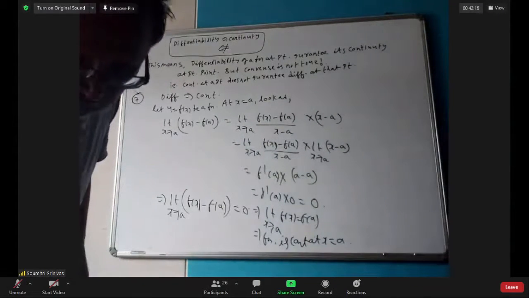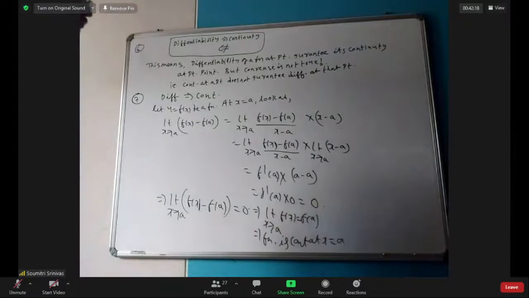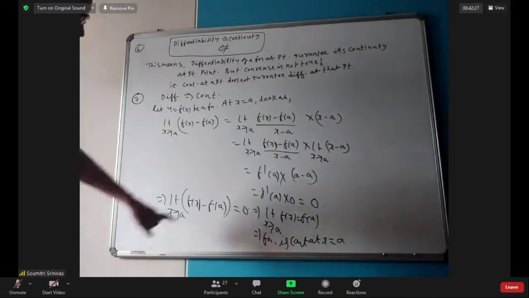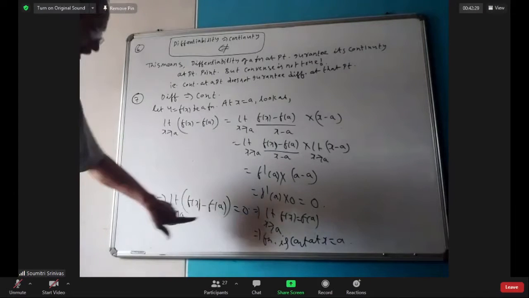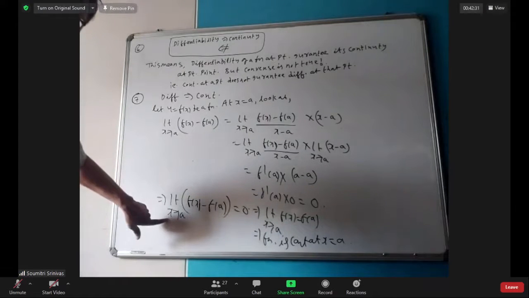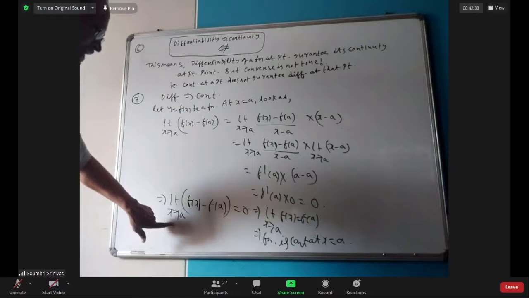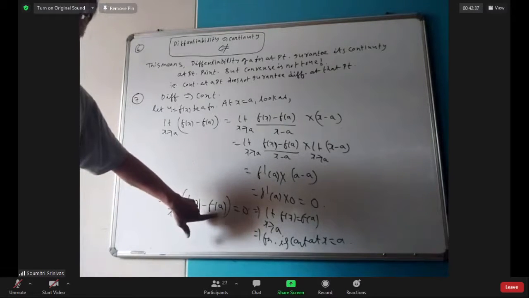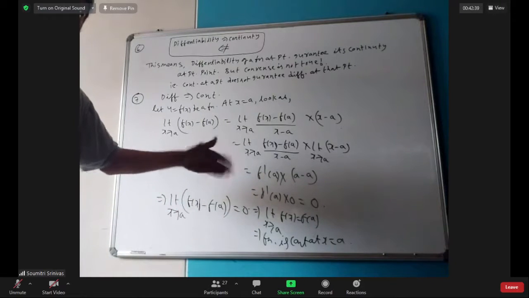Sir, one doubt. In the last step, limit of f of x minus f of a is equal to 0. How can you send only f of a? The limit is for both, no? f of x and f of a. The limit is applied on x. Yes, sir. So this limit has effect only on f of x. This limit will not have effect on f of a. Clear, sir.